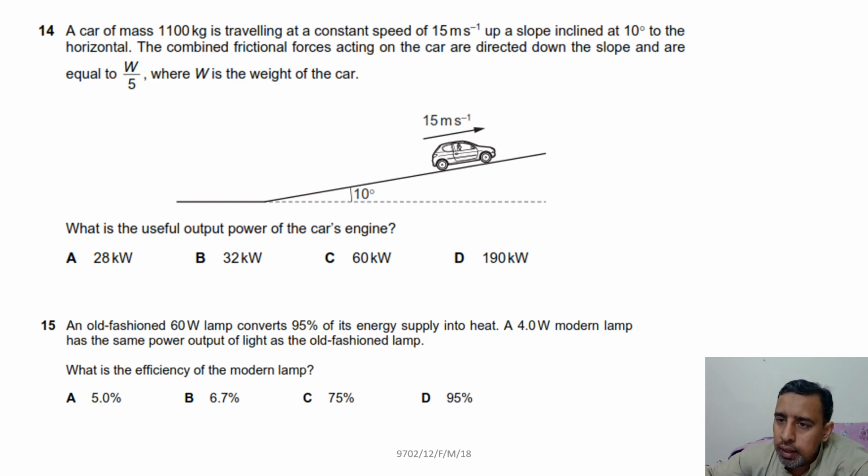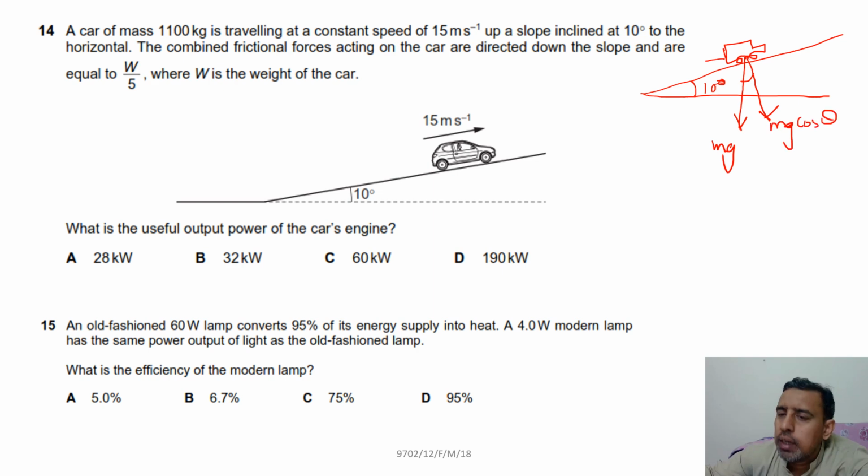It means if it is moving in this way uphill, and this angle is 10 degrees, and this car is moving in this way, then two forces are acting downward. One is the component of its weight, like this is mg, and this is the angle, so this is called mg cos theta, and the force acting in this way is mg sin theta. Another force is acting downward in this way, and this is W by 5, the frictional force.